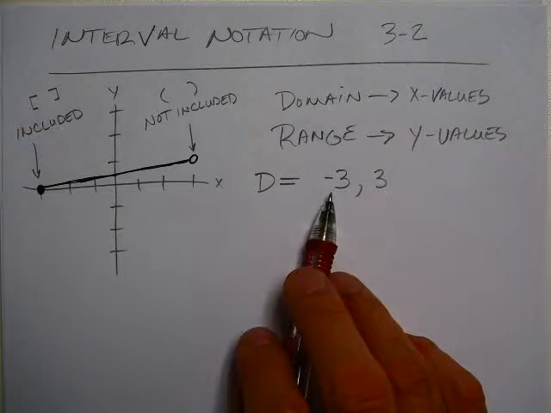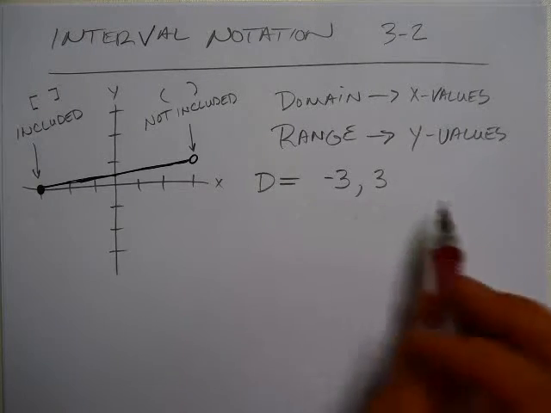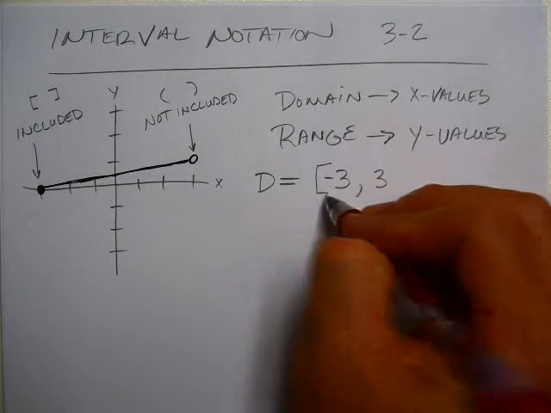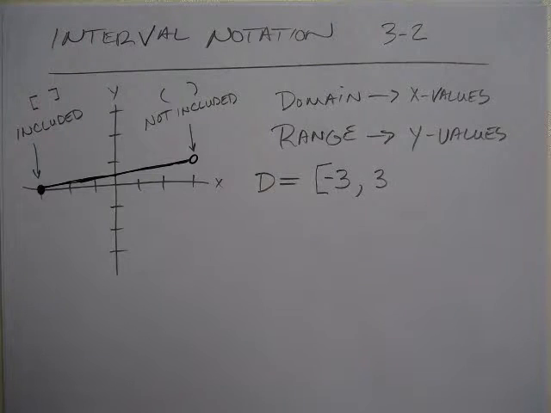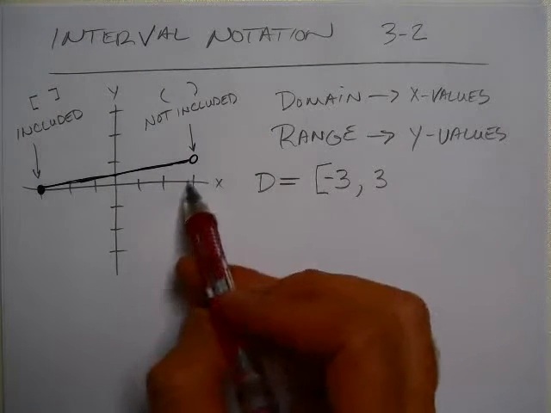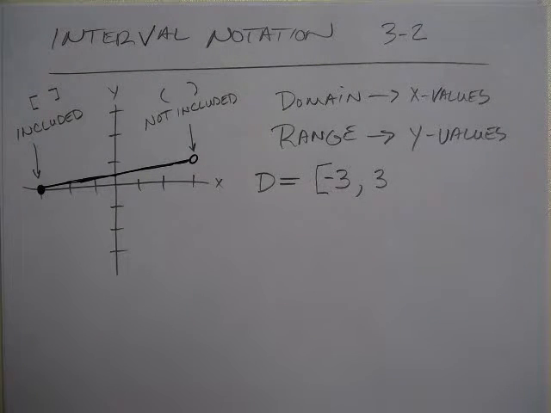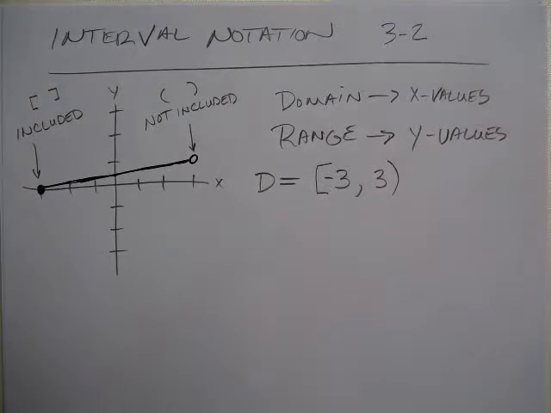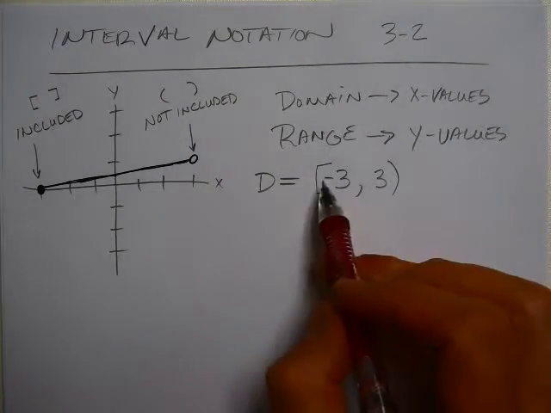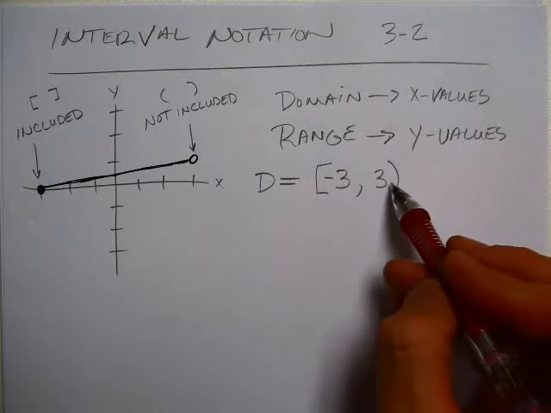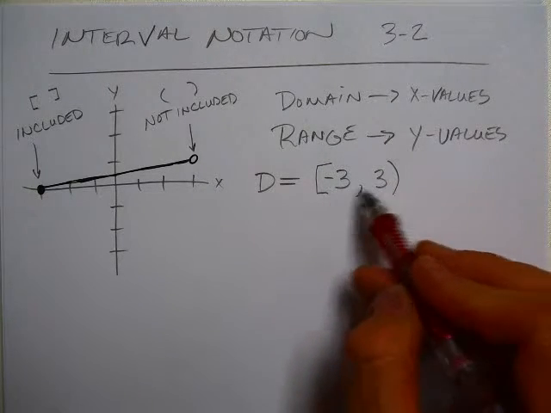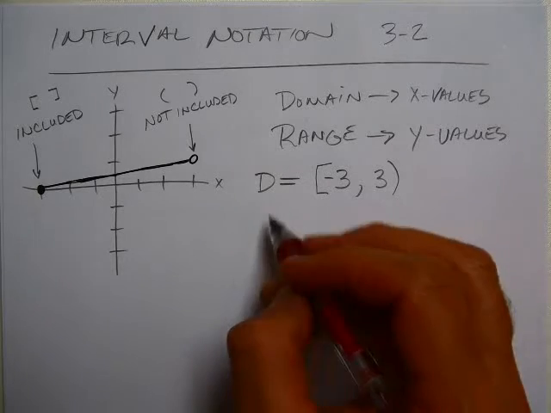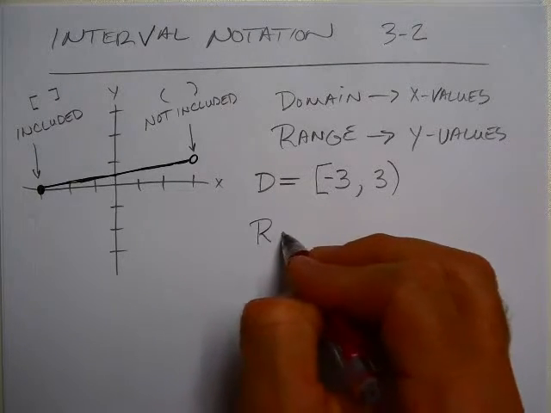Is the -3 included in the set or excluded? It's included. So we put a bracket around the -3 here. Is the 3 included or excluded? So if it's excluded, we put a parenthesis around it. So this says solid dot, open dot. Okay? Now let's look at the range on this one.